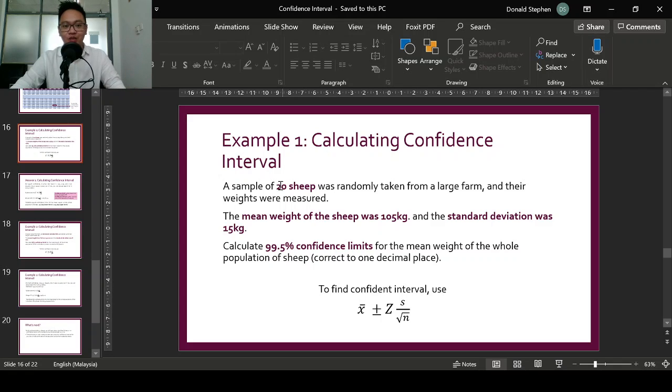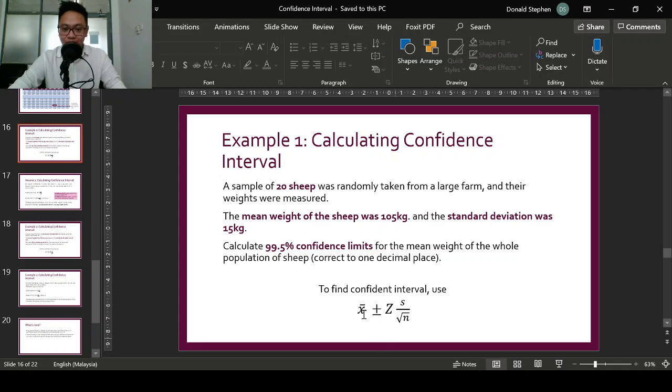Firstly, if you look at the question, a sample of 20 sheep was randomly taken from a large farm. So automatically we know that this is the sample size, this is our n. And it also says these 20 sheep have the mean of 105. So this is our sample mean. And we also have our standard deviation, which is 15 kilograms.